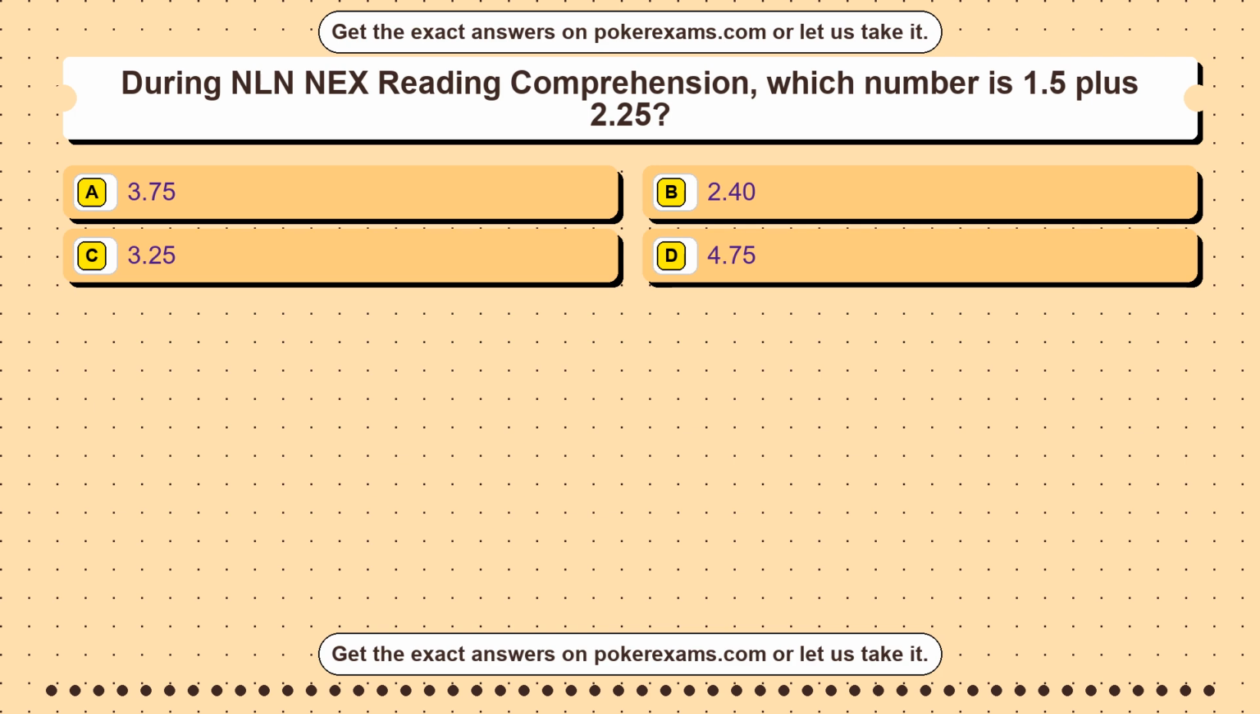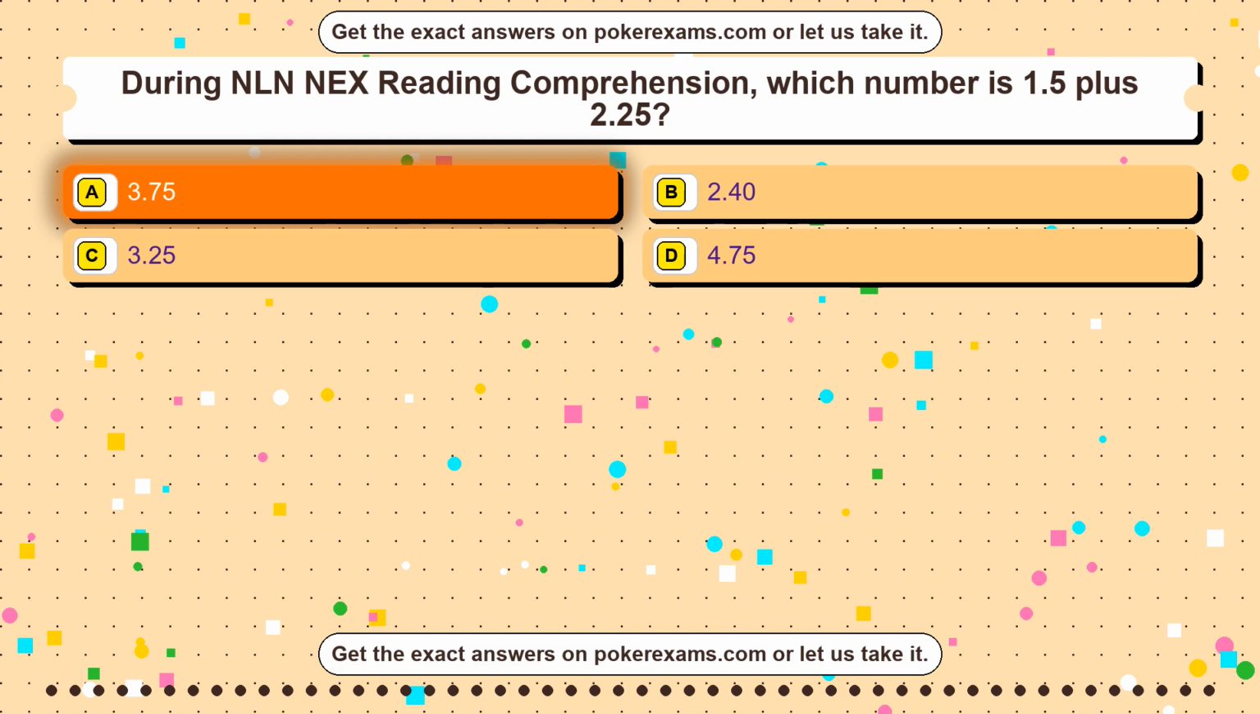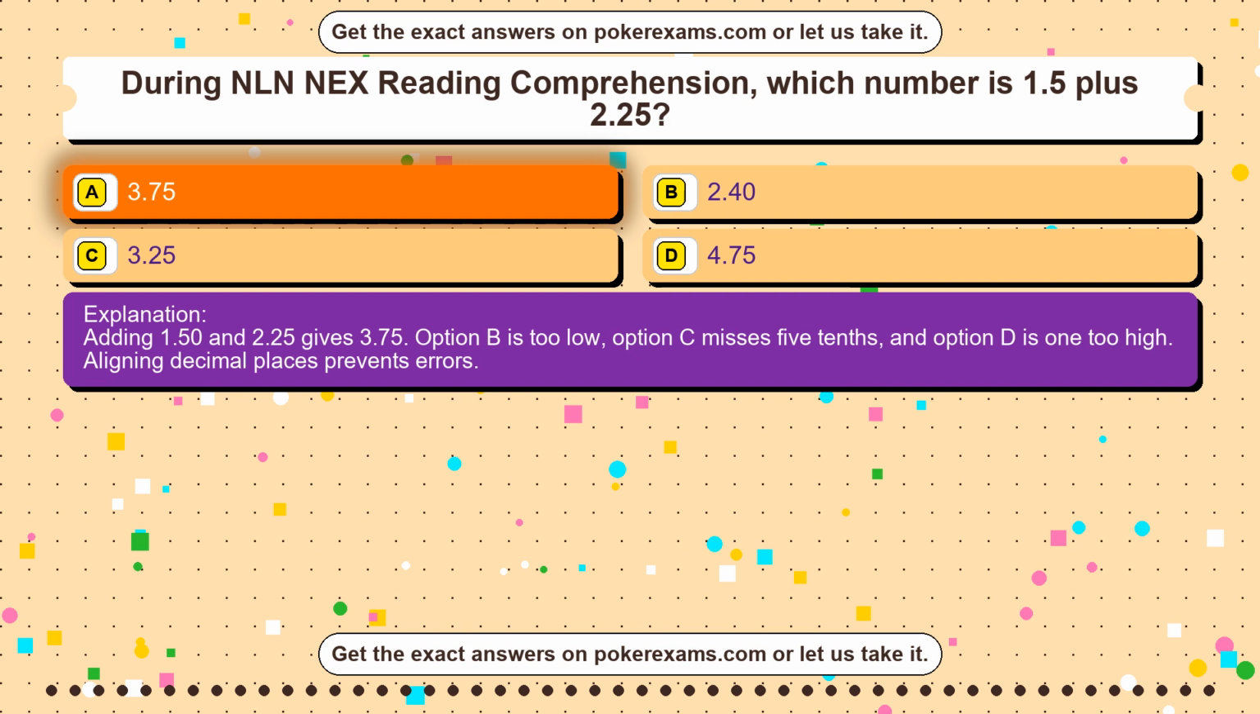Question 1. During NLN NEX Reading Comprehension, which number is 1.5 plus 2.25? Option A 3.75. Option B 2.40. Option C 3.25. Option D 4.75. The correct answer is option A, 3.75. Adding 1.50 and 2.25 gives 3.75. Option B is too low, option C misses 5/10, and option D is 1 too high. Aligning decimal places prevents errors.